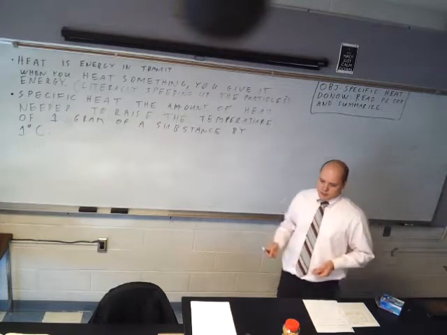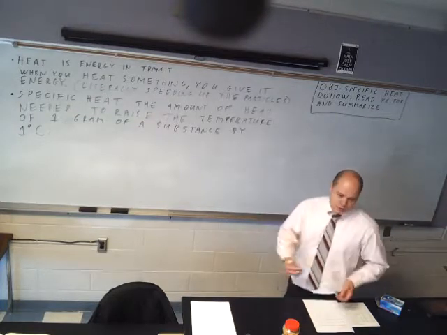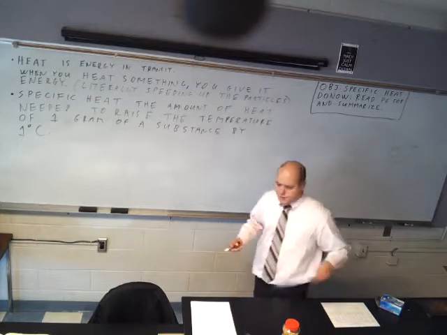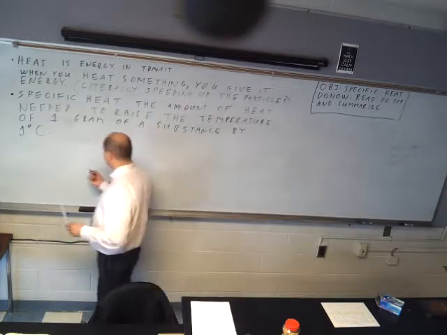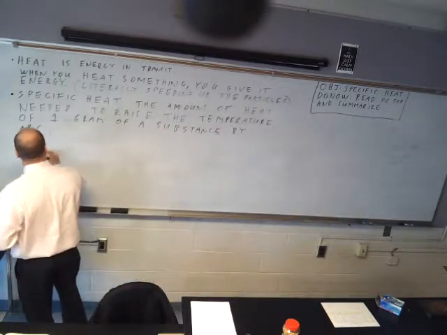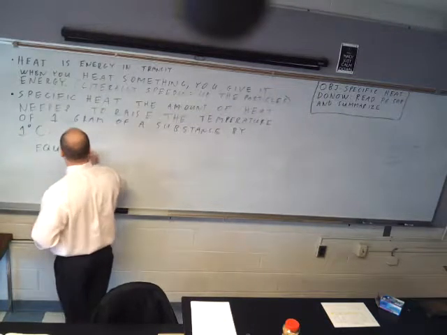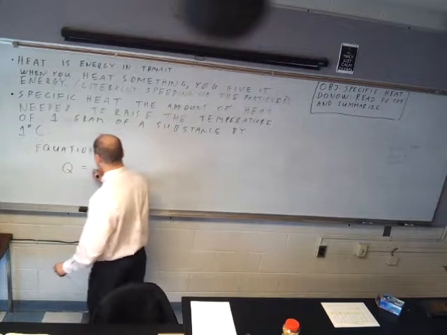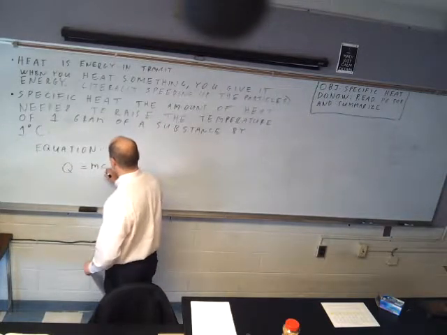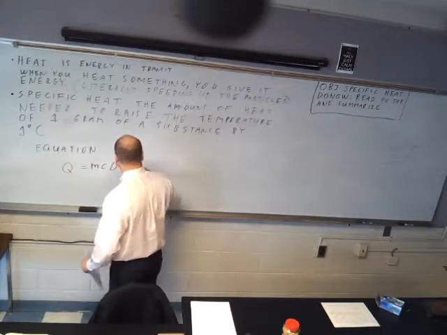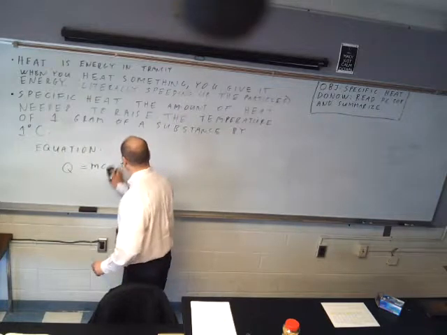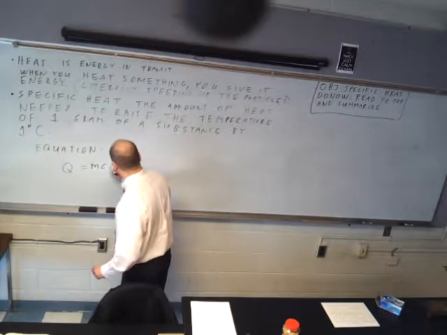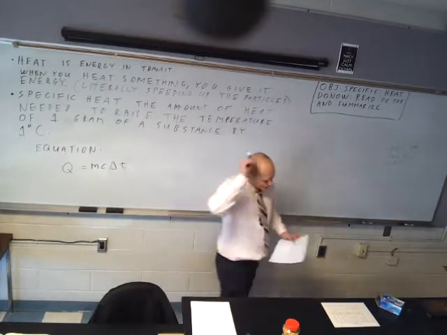It always takes the same amount of heat to raise the temperature of 1 gram of the stuff by 1 degree Celsius. Now the equation that goes along with this looks like this. Q equals MC delta T. I want to explain what each of the variables is. Just write it down first and we'll go over it.